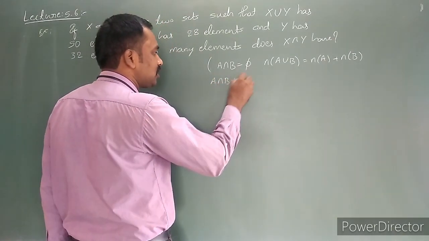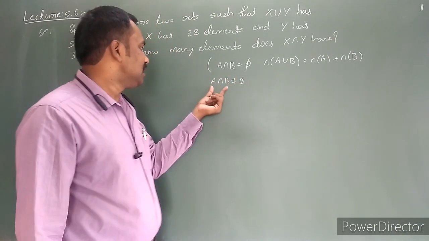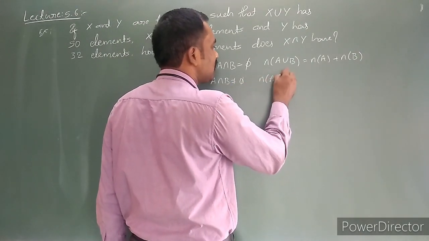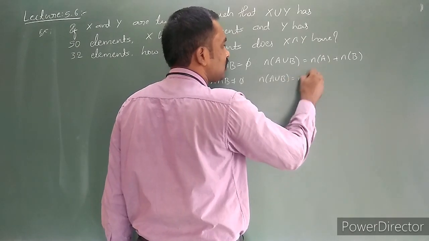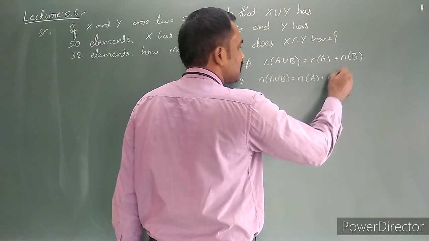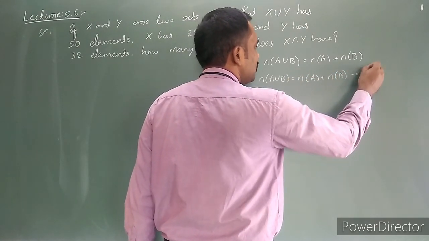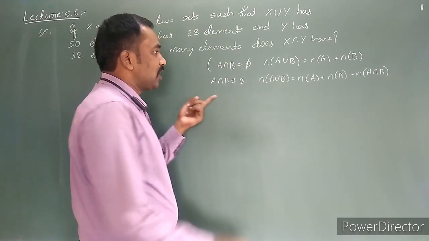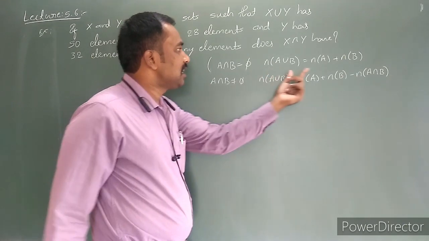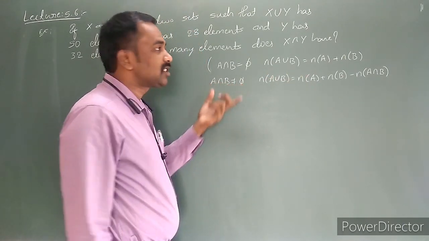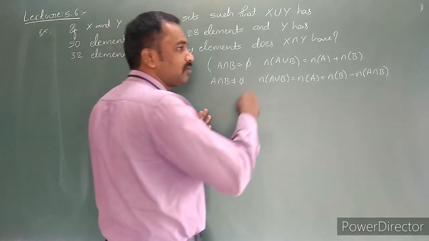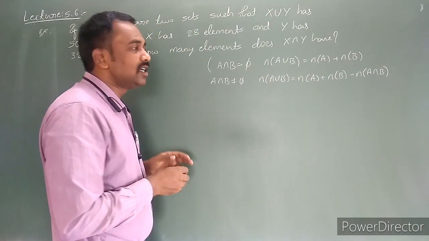If A and B are not disjoint sets, that is, the intersection is not equal to null, then what is n of A union B? n of A union B is equal to n of A plus n of B minus n of A intersection B. This is the formula. Here n of A and n of B are the cardinality of the set. Cardinality of the set is nothing but the number of distinct elements present in the given set.